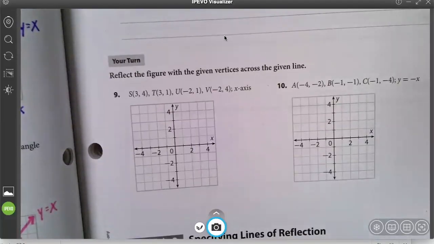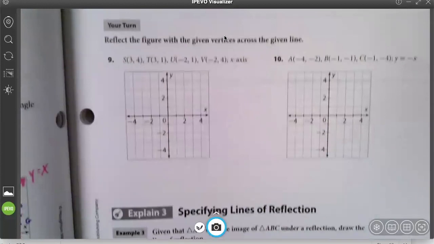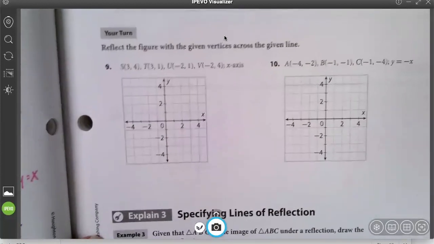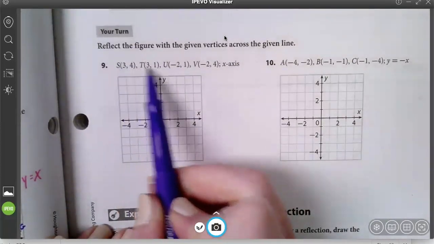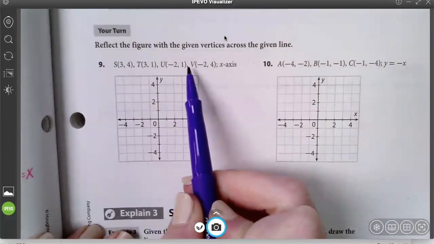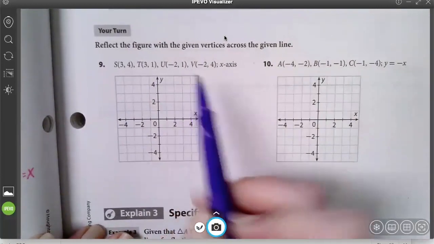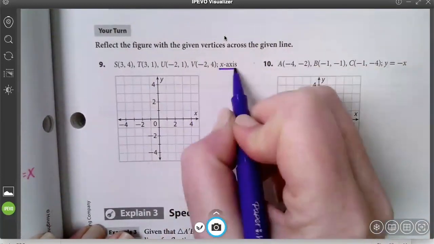Across the page on page 77, we're going to look at examples 9 and 10. It says reflect the figure with the given vertices across the given line. So on number 9, we have quadrilateral STUV. We know it's a quadrilateral because it has 4 corners and therefore 4 sides. And we're reflecting it across the x-axis.